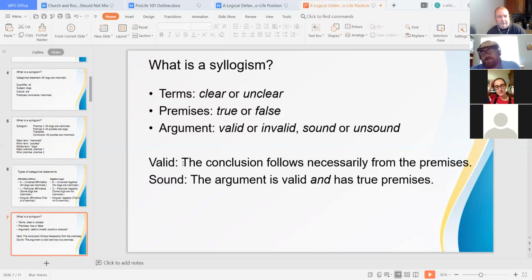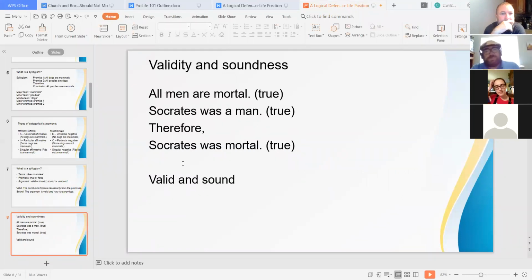So a valid argument is an argument in which the conclusion follows necessarily from the premises, even if the premises are in fact false. So an argument with false premises can still be logically valid. If the premises are true, then the conclusion cannot be false. So a sound argument is a valid argument with true premises. Now, that's a little bit of a mouthful, so we'll go over these concepts here in the PowerPoint.